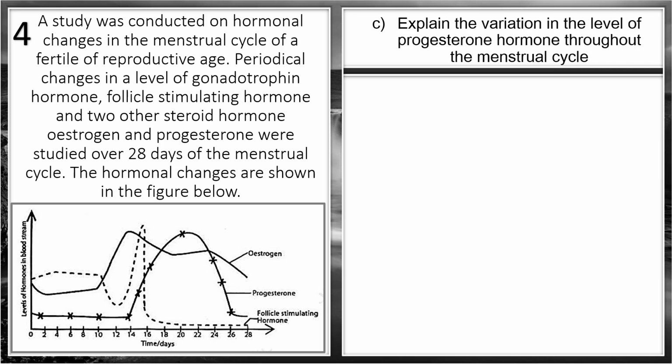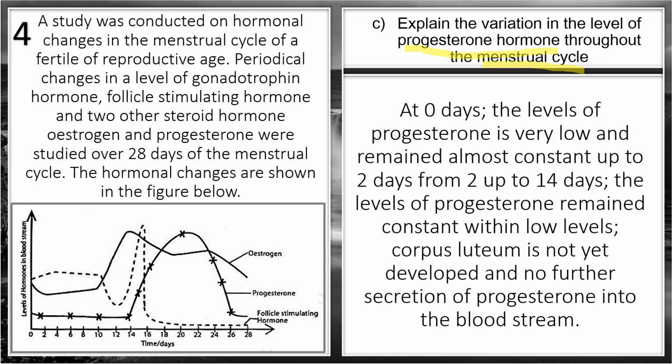Explain the variation of the level of progesterone hormone throughout the menstrual cycle. From day 0, the level of progesterone is very low. If you look at progesterone, from day 0 up to around the 14th day, it remained almost constant.